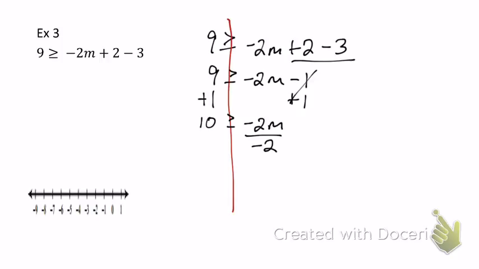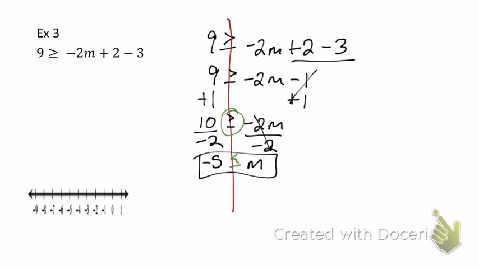Divide by negative 2 to isolate the m. 10 divided by negative 2 would be negative 5. But I said divide by negative 2. So that's going to take my inequality here in the middle and flip it around. And then I've got negative 5 is less than or equal to m.